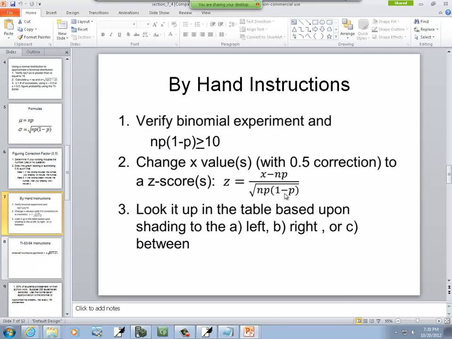Now, p will usually be given as a percentage. They'll say like 20% of people are watching Friday the 13th today. There's a marathon on AMC. So that would be our p. And then after you get the z-score, look it up in your table based upon shading to the left, right, or in between.